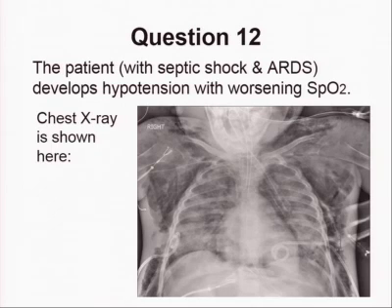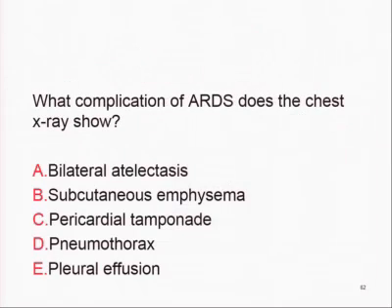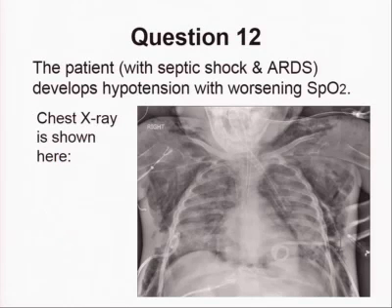So we're going to move on to the next question. The patient with septic shock and ARDS develops hypotension with worsening oxygenation. And this is the chest x-ray now. What complication of ARDS does the chest x-ray show? Bilateral atelectasis, subcutaneous emphysema, pericardial tamponade, pneumothorax, or pleural effusion. So I'm going to go back one more time.